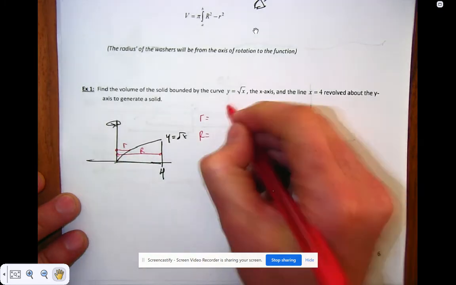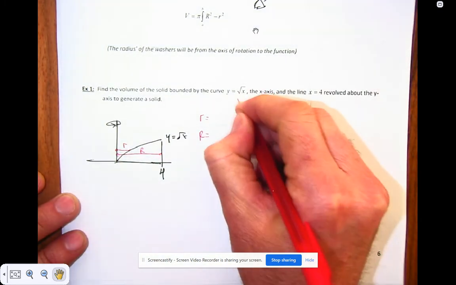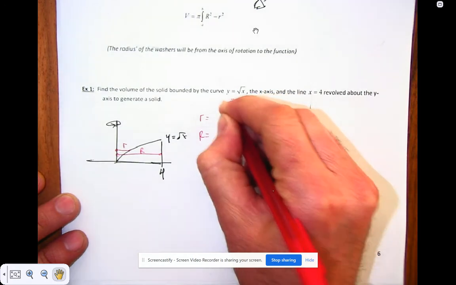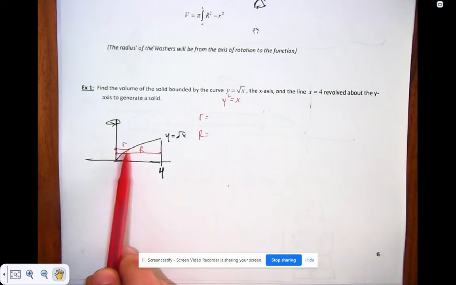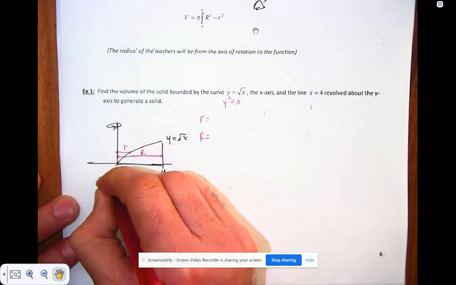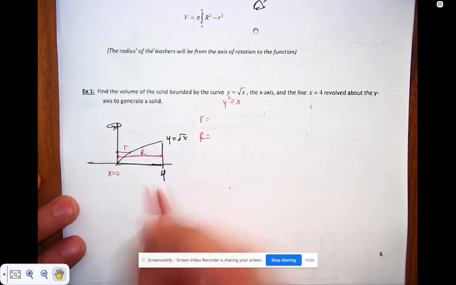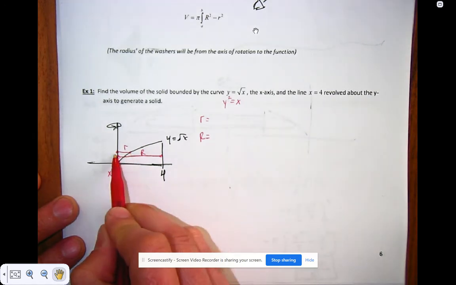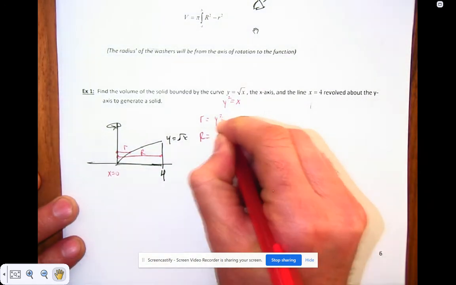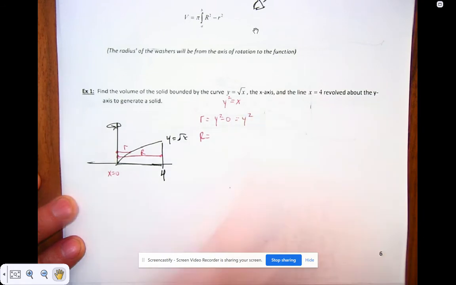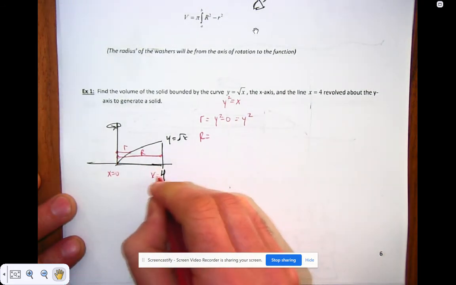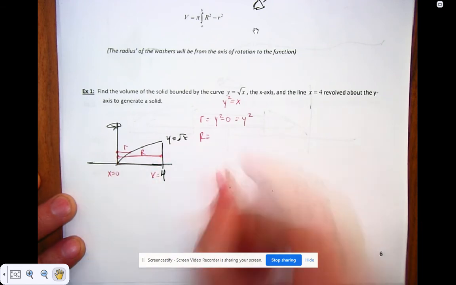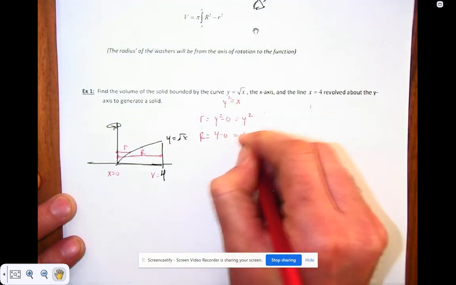So if y is equal to root x, squaring both sides, x is equal to y squared. To get little r, I do right minus left. This is the line x equals 0, so right minus left would be y squared minus 0, which is just y squared. And capital R is right minus left. This is the line x equals 4, so it's 4 minus 0, which is just 4.